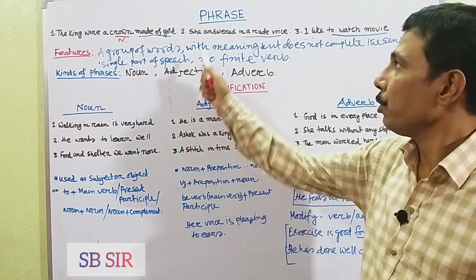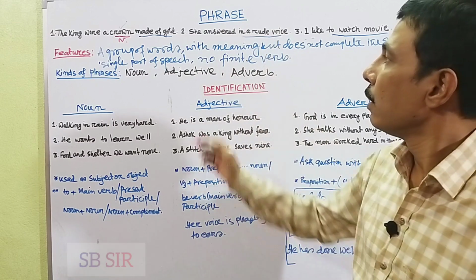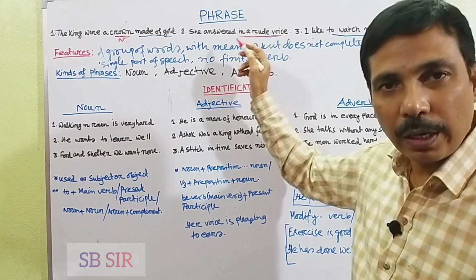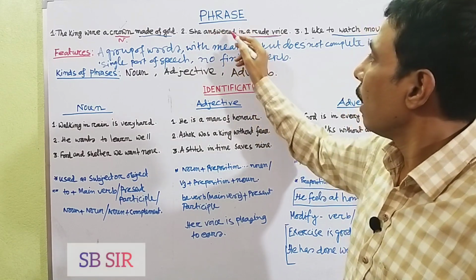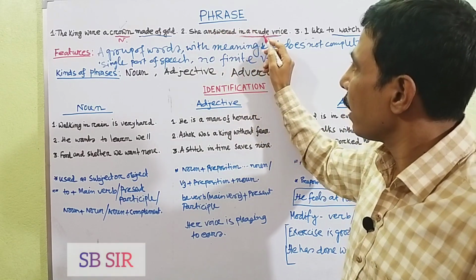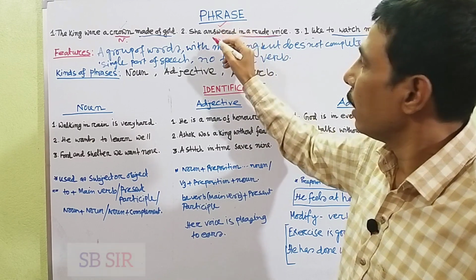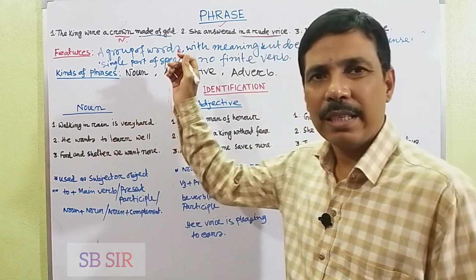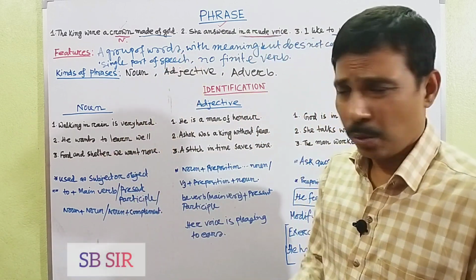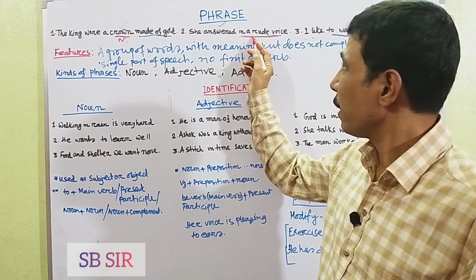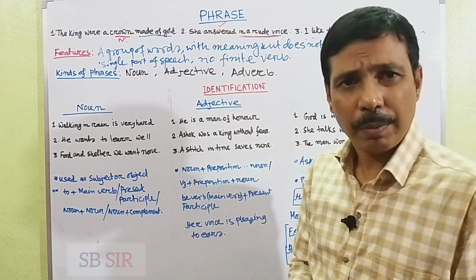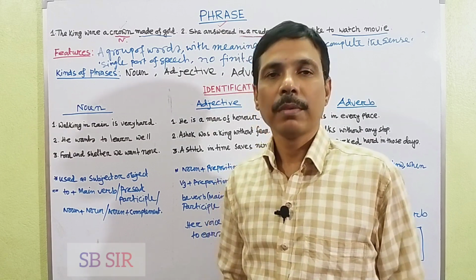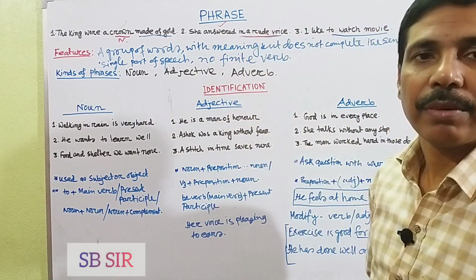Next, number 2, she answered in a rude voice. This is the phrase. In a rude voice, what? Answered. That means this phrase modifies the word answered. Answered is used here as a verb. If this phrase modifies a verb, what would it be? Which part of speech modifies a verb? Adverb modifies a verb. So it is an example of an adverb phrase.